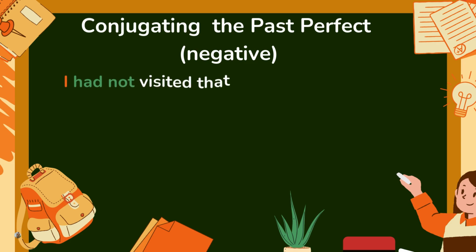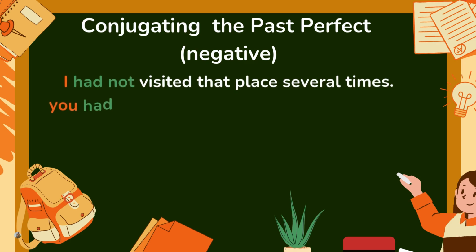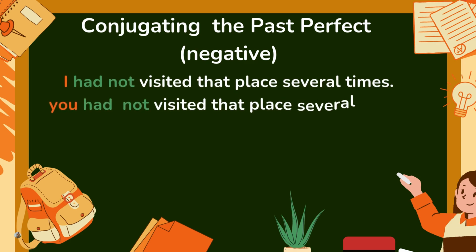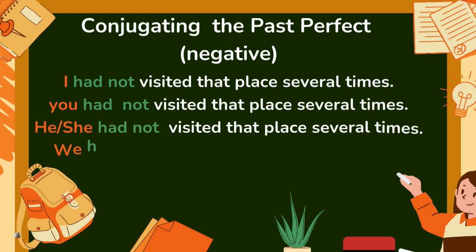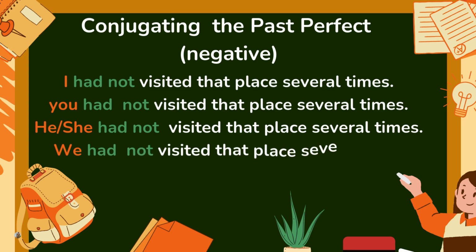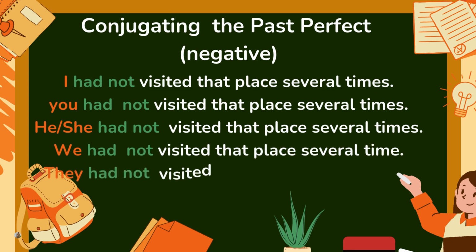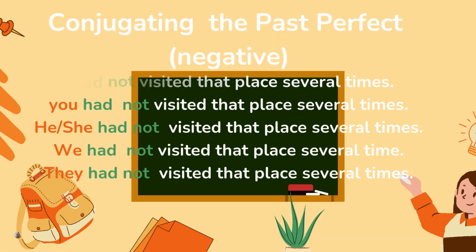Conjugating the past perfect negative. Some examples are I had not visited that place several times. You had not visited that place several times. He or she had not visited that place several times. We had not visited that place several times. They had not visited that place several times.